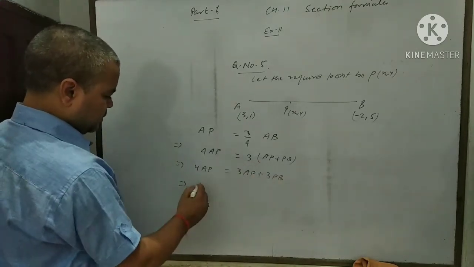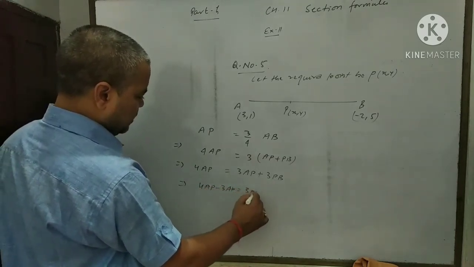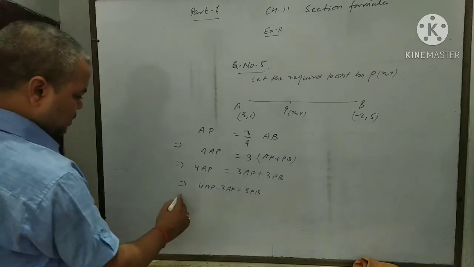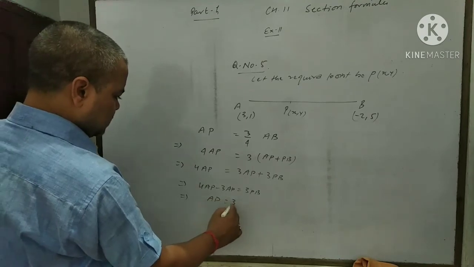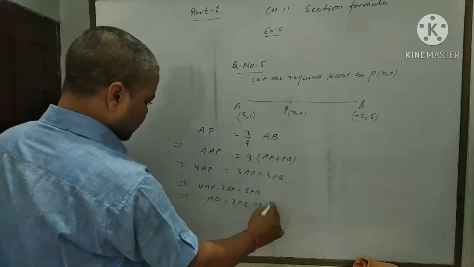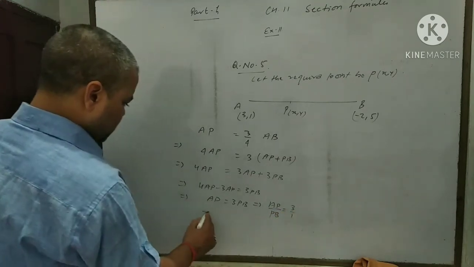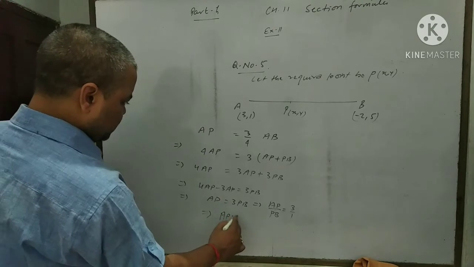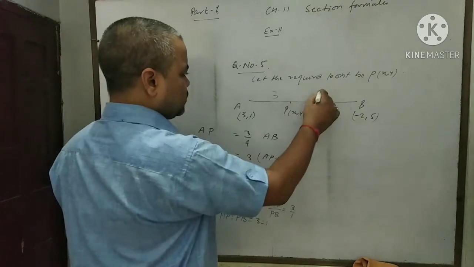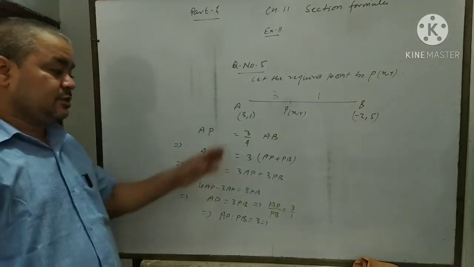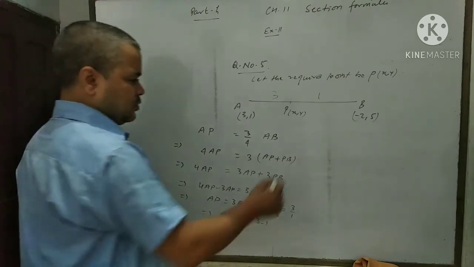AP and AP one side. 4AP minus 3AP is equal to 3PB. It means AP is equal to 3PB, and this implies that AP upon PB is equal to 3/1. Hence AP is to PB is equal to 3:1. This is the part of solution. You must write in your answer.